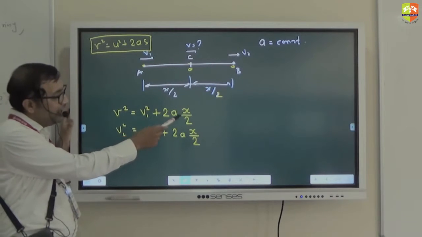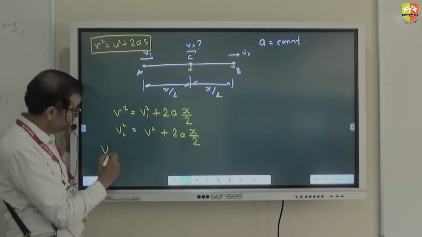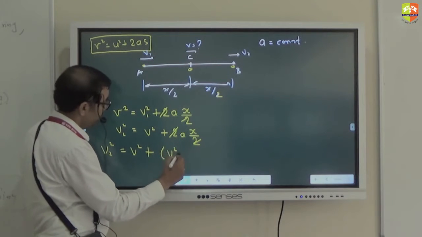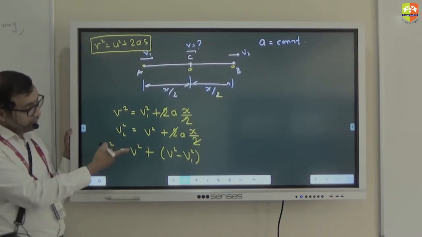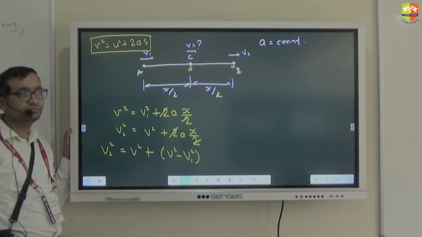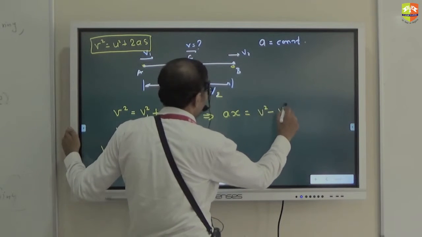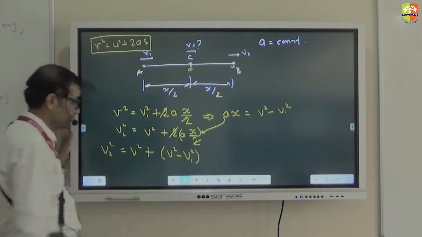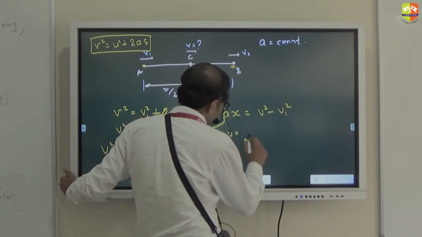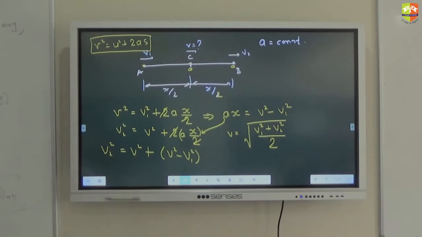Now, can I eliminate A and X? I can find A into X as V square minus V1 square, correct. So V2 square equals V square plus A into X, which is V square minus V1 square. So I get V square as V1 square plus V2 square by 2, under root. From here you get A into X as V square minus V1 square. This I have substituted here, the value of A into X. So you will get V as under root of V1 square plus V2 square by 2. It's just a two-step question.